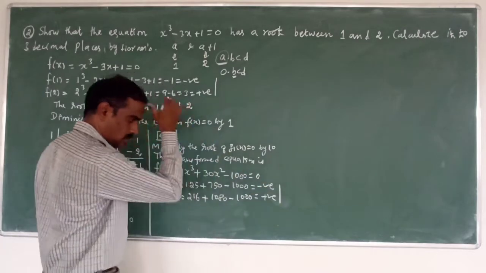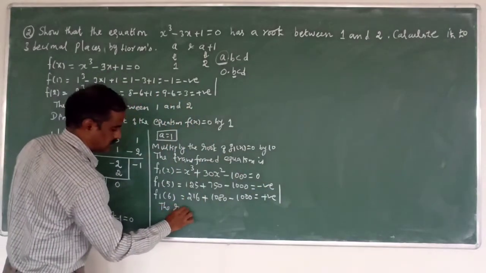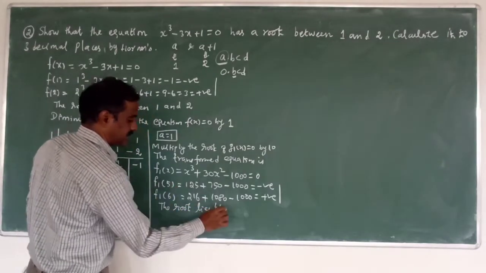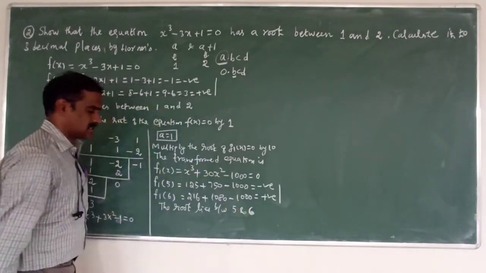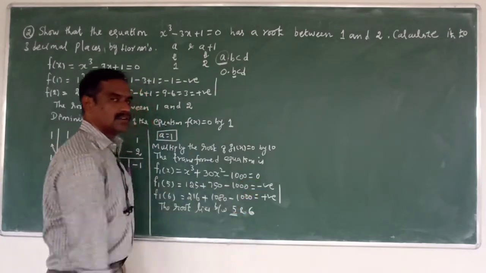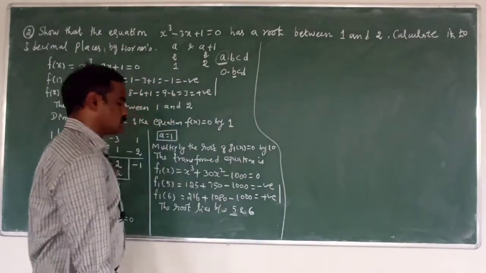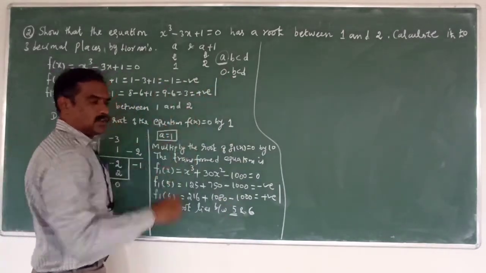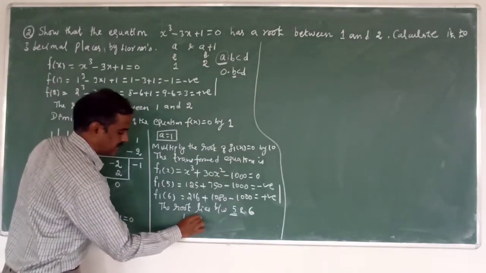6 cube value 216 plus 6 square value 36 into 30, we can get 1080 minus 1000 equal to a positive result. So we can take the root lies between 5 and 6. 5 and 6 means we can take the 5. 5 is the negative value. 5 is the negative root. So we can take this as the B value. Now B equal to 5.